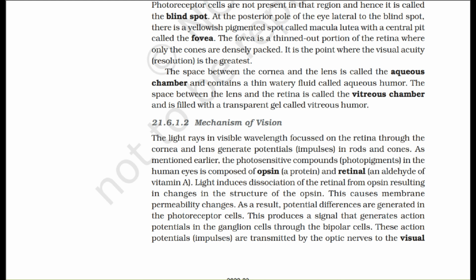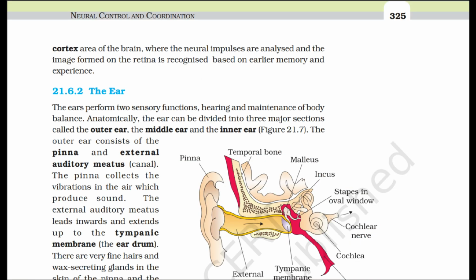As a result, potential differences are generated in the photoreceptor cells. This produces a signal that generates action potentials in the ganglion cells through the bipolar cells. These action potentials (impulses) are transmitted by the optic nerves to the visual cortex area of the brain, where the neural impulses are analyzed and the image formed on the retina is recognized based on earlier memory and experience.